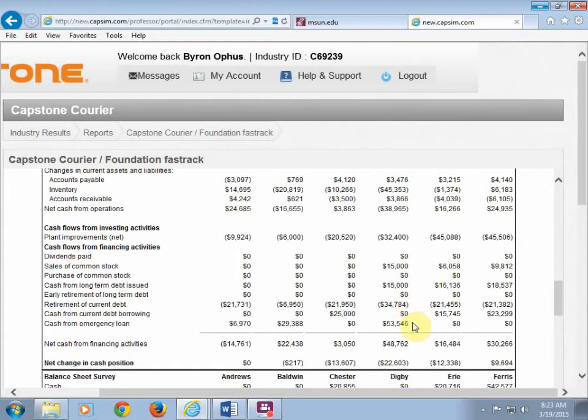Cash from emergency, 53 million. So what was their cost on that? Just roughly off the top of your head. If their interest rate was 10%, that'd be about 5 million. What's the other cost? Remember we did that just a round or two ago?